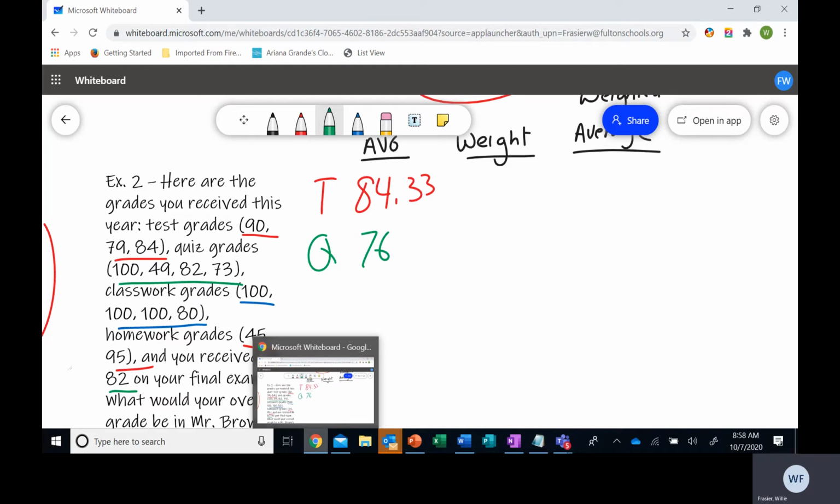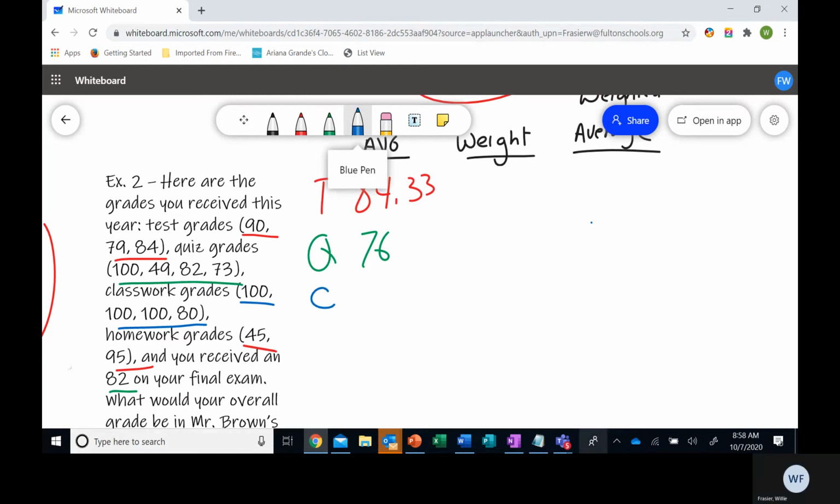Okay. And now let's do the average for the classwork grade. Let's see, 100 plus... that's basically 300. So 380 when you add them all together, then you divide it by 4. The classwork grade is 95. Now we're going to do the homework grade. So it'll be 45 plus 95. That equals 140, divided by 2. We got 70.